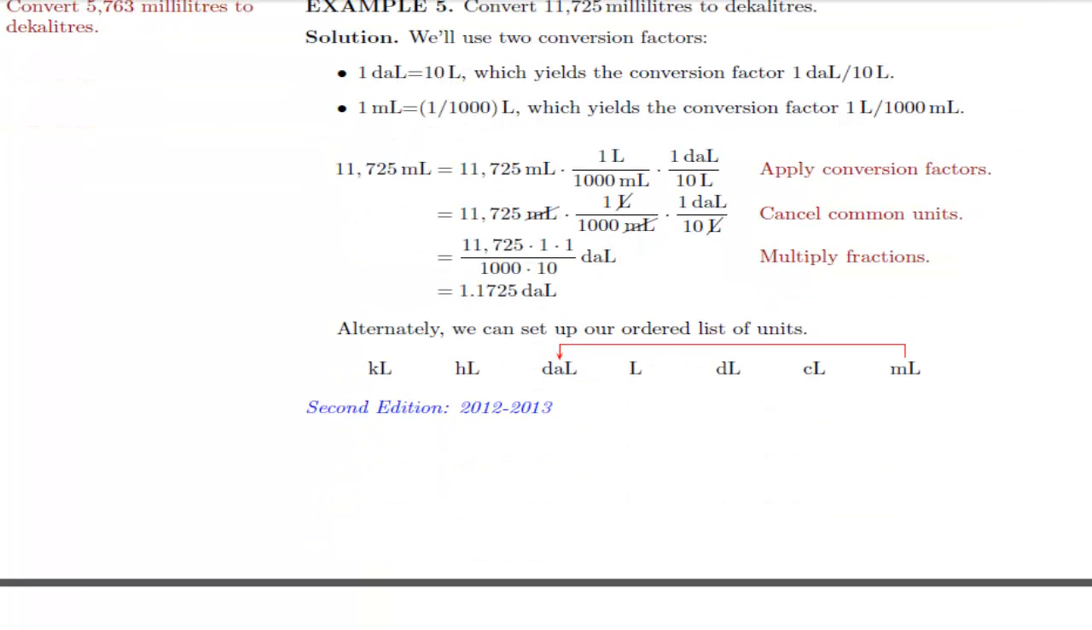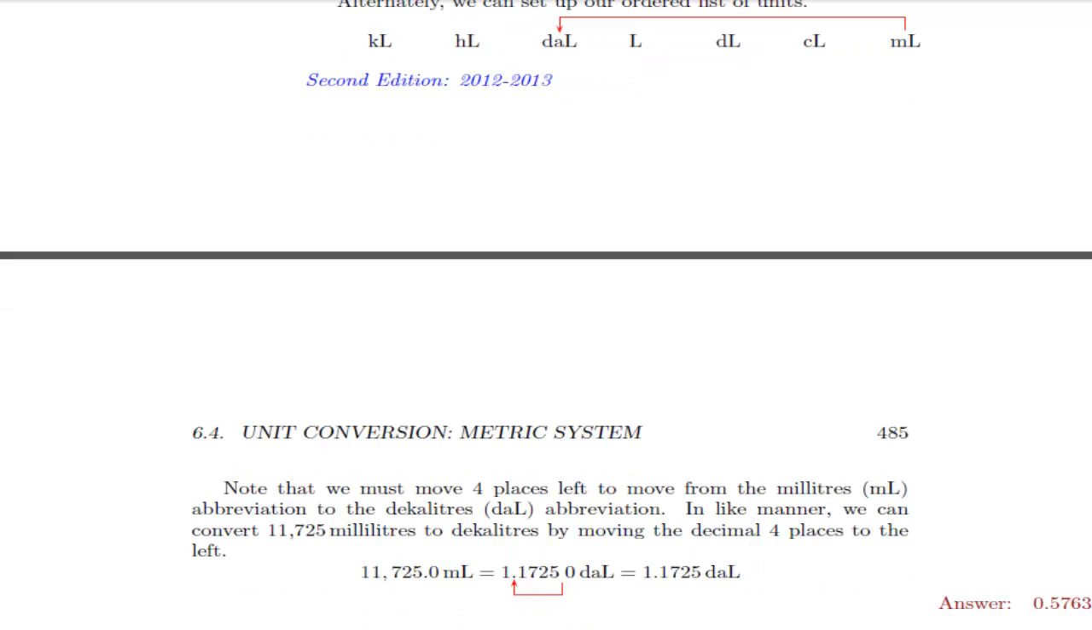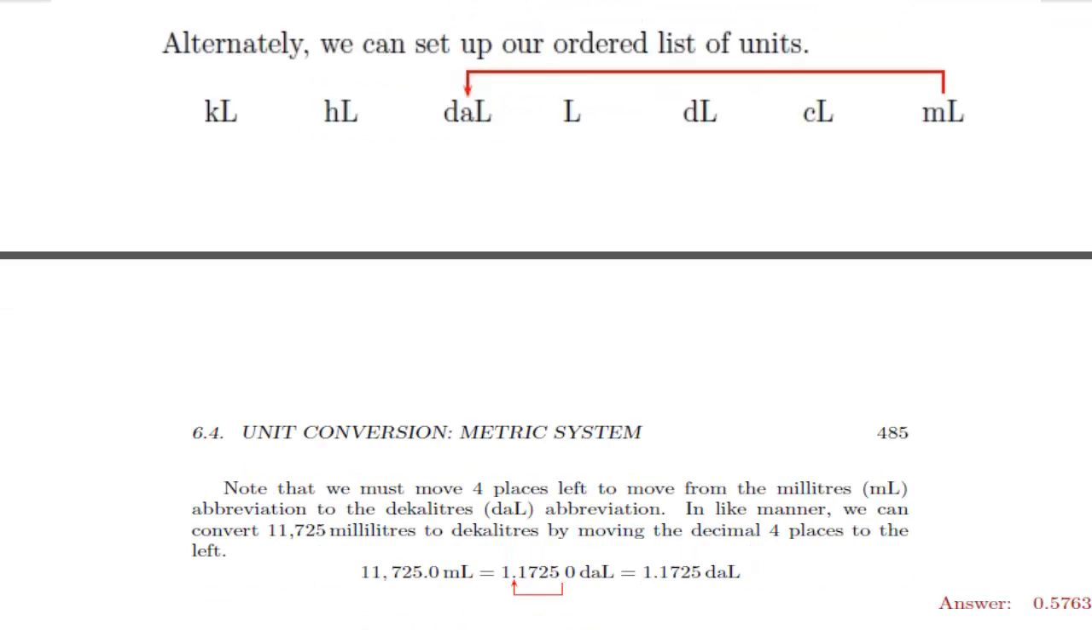Alternately, we can set up our ordered list of units. Note that we must move 4 places to the left to move from the milliliters abbreviation to the decaliters abbreviation. In like manner, we can convert 11,725 milliliters to decaliters by moving the decimal 4 places to the left. So 11,725 milliliters equals 1.1725 decaliters.